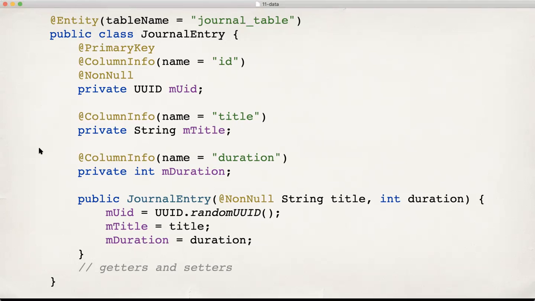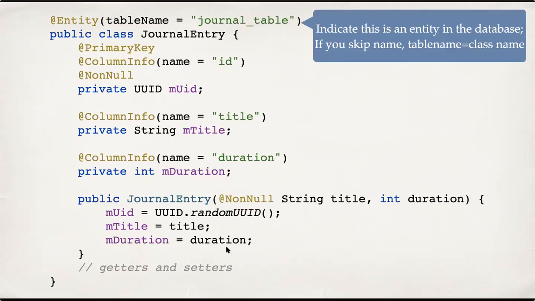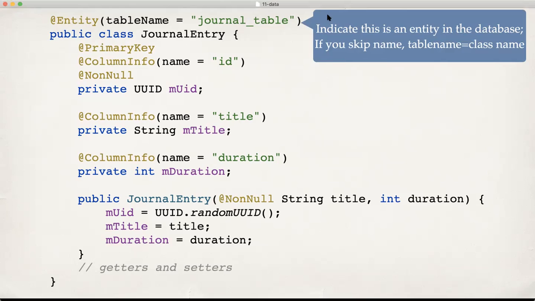Now let's look at the interesting or new stuff here. So first of all, you have the name of the database table to be created. If you skip this table name here, you'll get a table generated with the class name itself. So it's just a matter of choice.